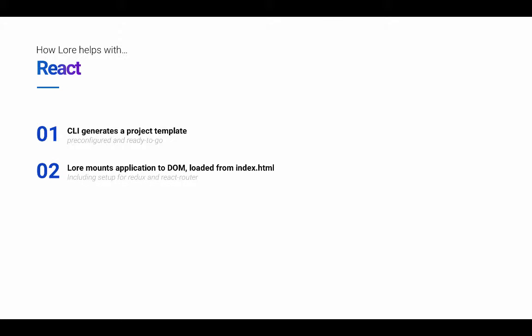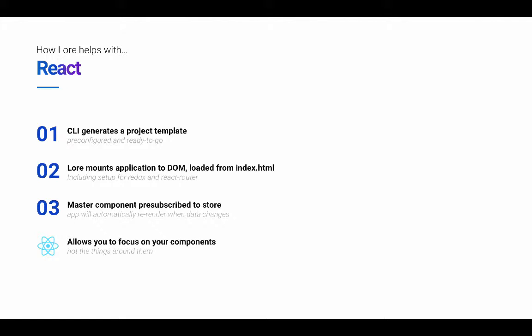So to review how Lore helps with React, the CLI can generate a project template, which is pre-configured and ready to be served. Lore itself takes care of mounting the application to the DOM, which includes setting up and integrating Redux and React Router. The master component is pre-subscribed to the store, which means your application will automatically re-render when data changes. And all of this together means that you can focus on your components from the moment the project is created and not the things around them.